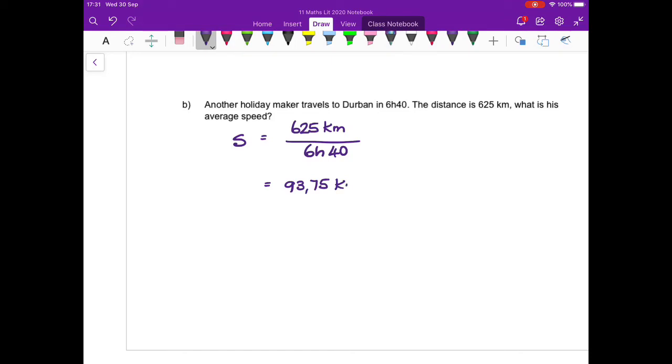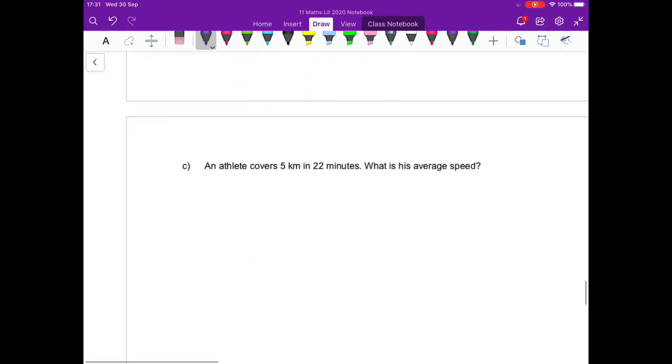And just please read your question. Do you have to round it off or not? So this is also an average speed of nearly 100 kilometers per hour. Let's look at the third and the final one.